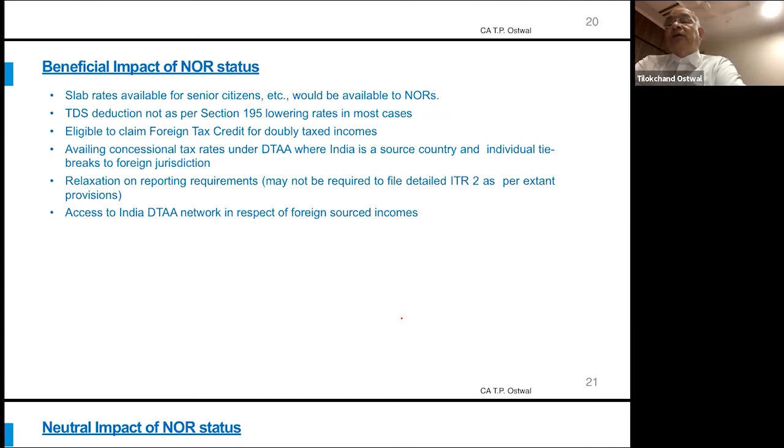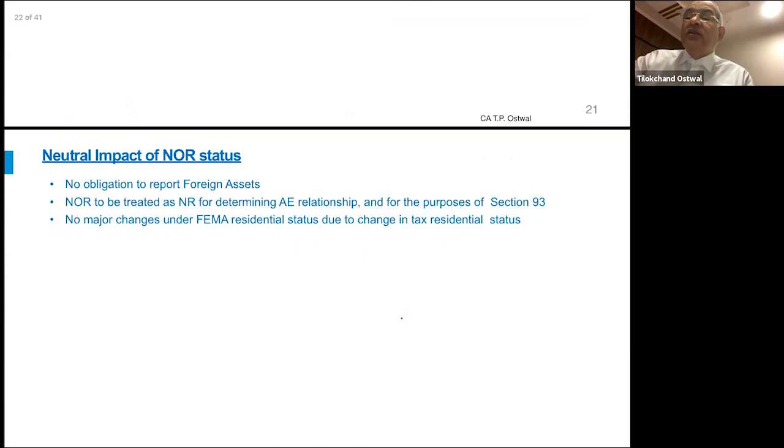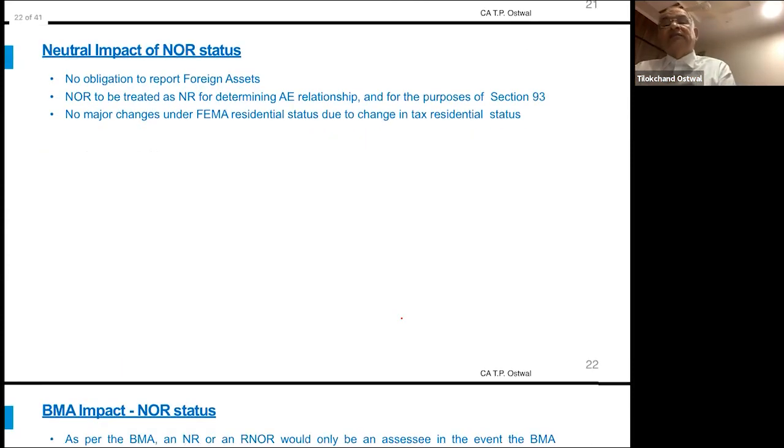Then relaxation of reporting. Now, if you are a resident but not ordinarily resident, foreign assets are not required to be reported in the return of income. Only pure residents are required to disclose their foreign assets in the return of income, and not ordinarily residents or non-residents. Non-residents and not ordinarily residents will not be required to report their foreign assets in Schedule FA of the income tax return, and that benefit continues to be available to you. Accessing the DTA treaty network for foreign source income will be available to you if you become a not ordinarily resident.